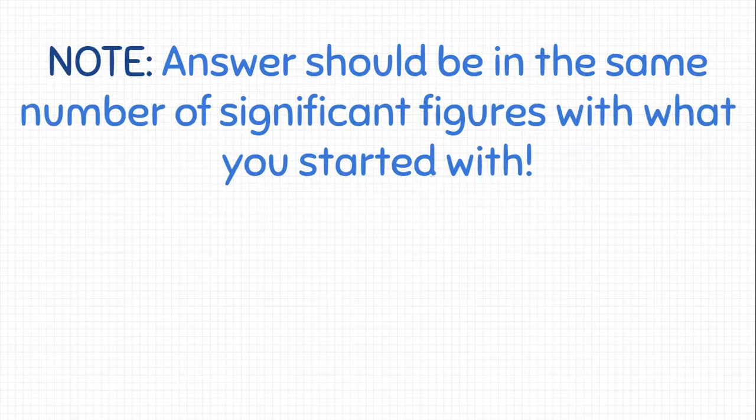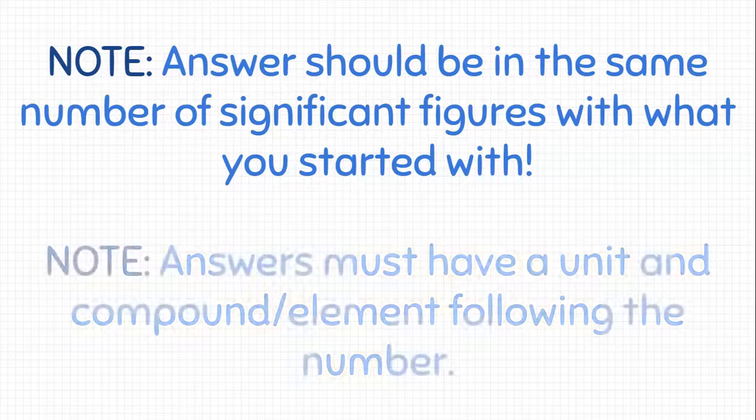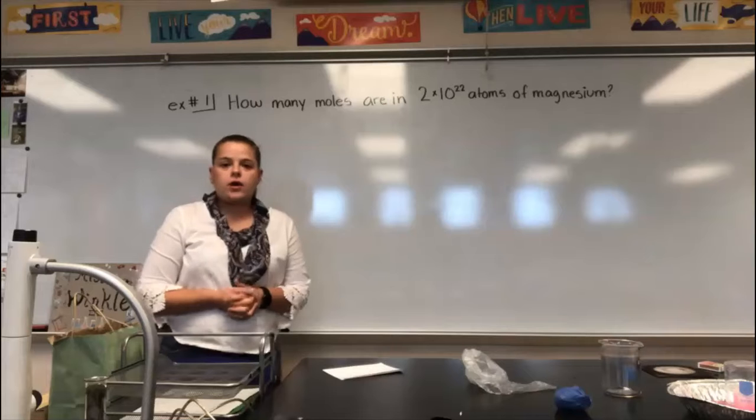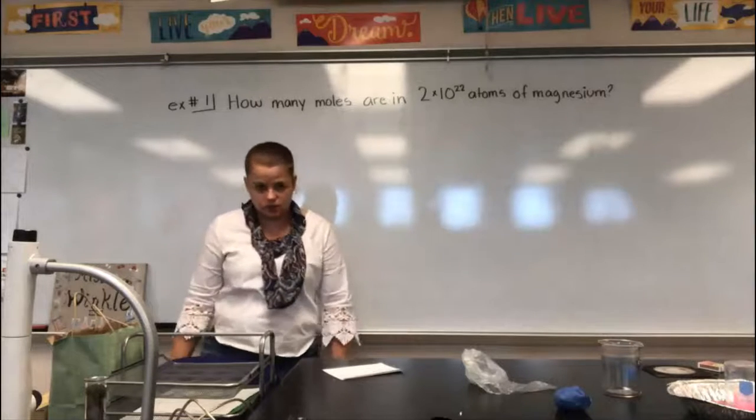So a couple notes. Note number one is answers should be in the same number of significant figures as what you started with. So we're going to be doing a lot of sig fig rounding in these problems. Also, answers must have a unit and compound or element following the number. Never leave your numbers naked. Okay, so let's do some examples of these conversions.